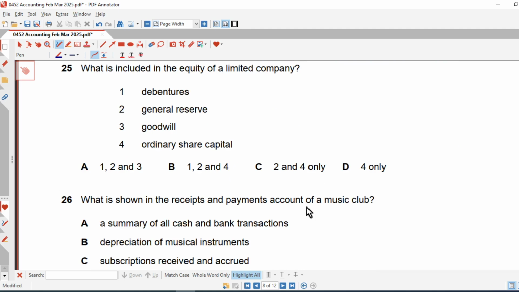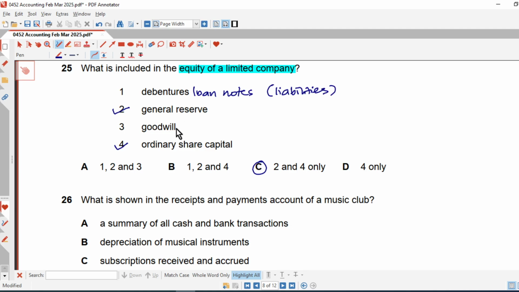So let's bring you to the next question. What is included in the equity of a limited company? So equity, we have general reserves, we have ordinary share capital. Debentures are loan notes, right? They are loan notes, so they identify themselves as liabilities.